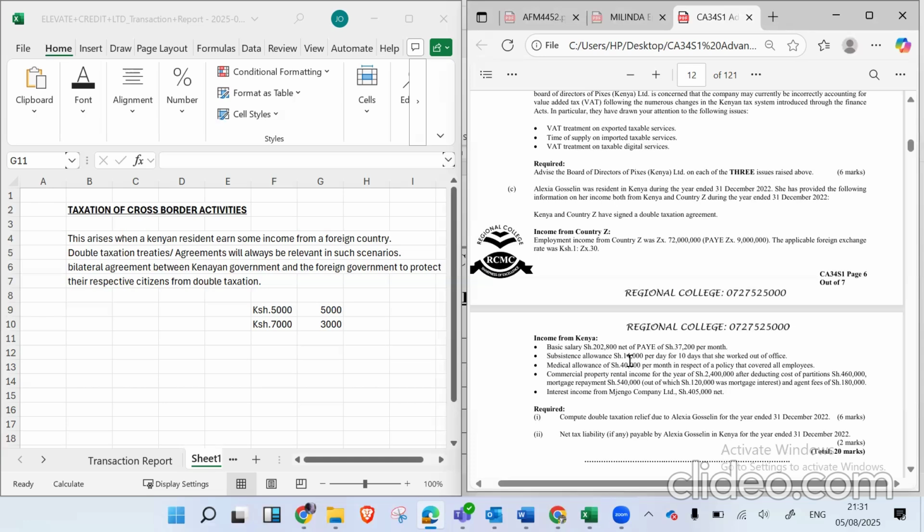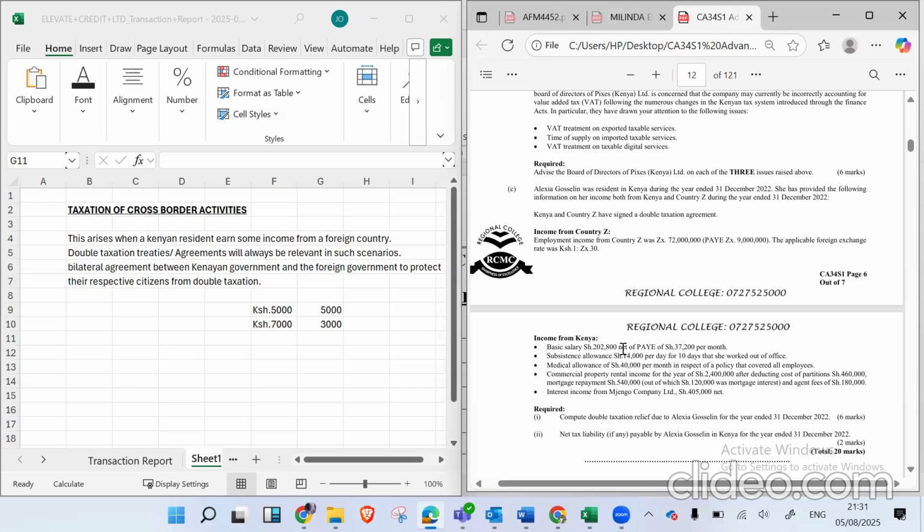Commercial property rental income for the year of 2.4 million after deducting cost of partitions. Partitions go to capital allowance. It had been deducted, so we shall add back. Mortgage repayment. Mortgage repayment is capital, we shall add back, but we need to less the mortgage interest, out of which 120 was mortgage interest. So we shall add back the difference, the one that is for the mortgage. And agent fees of 180,000. Agent fees is allowable. So it was deducted, we are good with that.